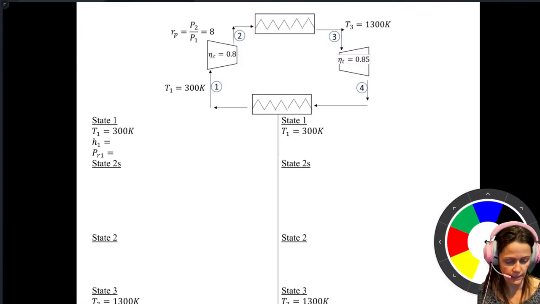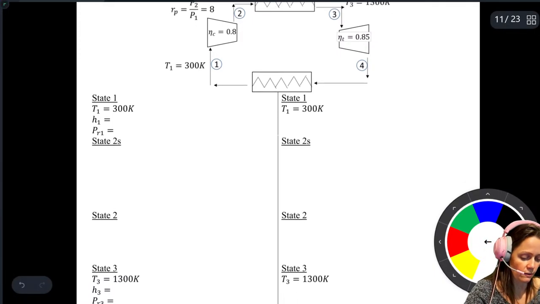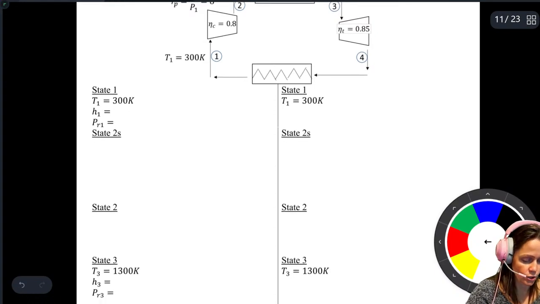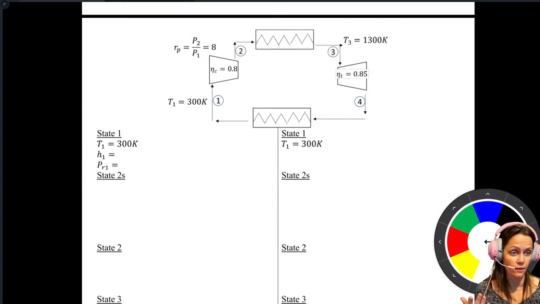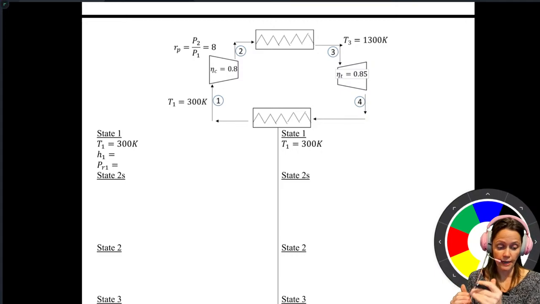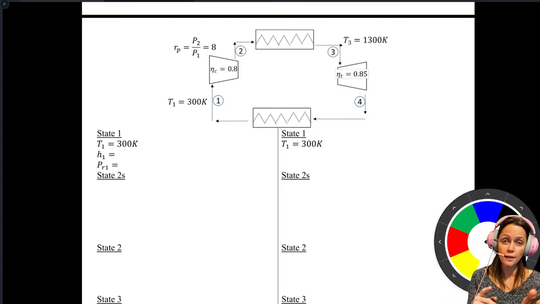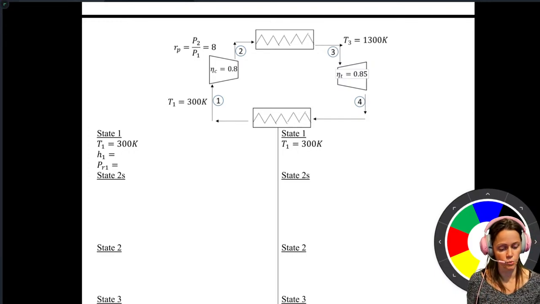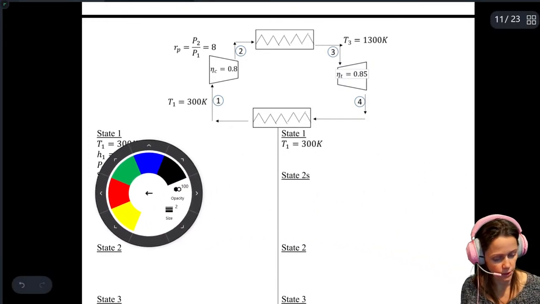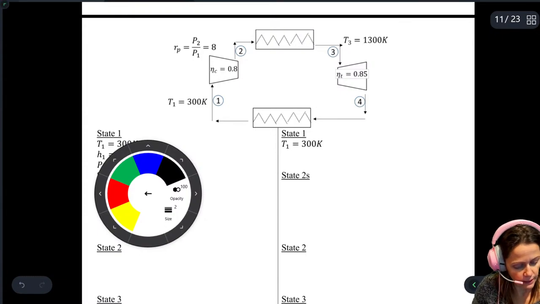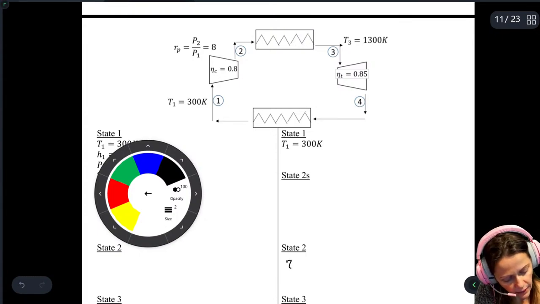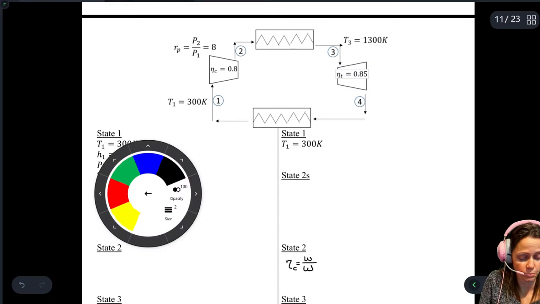So I got T1, I need T2. And you'll note that I've got a little spot for state 2s and state 2, and that's because I've got an isentropic efficiency that's less than 1. So I'm going to solve for things for the isentropic process from 1 to 2, then I'll use that isentropic efficiency to get the actual state. So what I mean is I've got an isentropic efficiency which relates the work for that compression process.